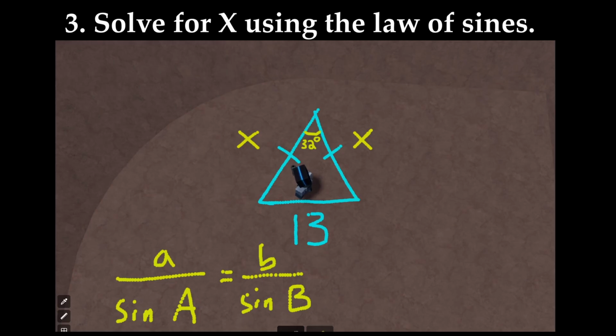However, it might seem like we don't have enough information. We have x, we have 13, those are our sides, and we have 32, and, well, what's that angle over there? Or what is this angle over here? Do we have enough information to solve this problem? Well, actually, I think we do, and here's how we can find the missing angles down here.